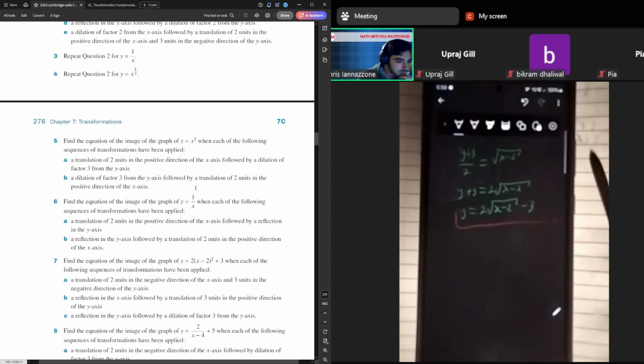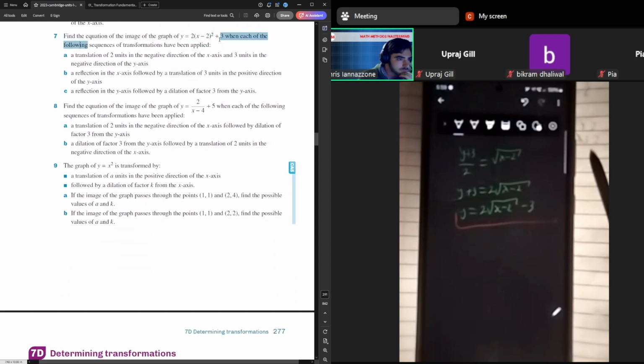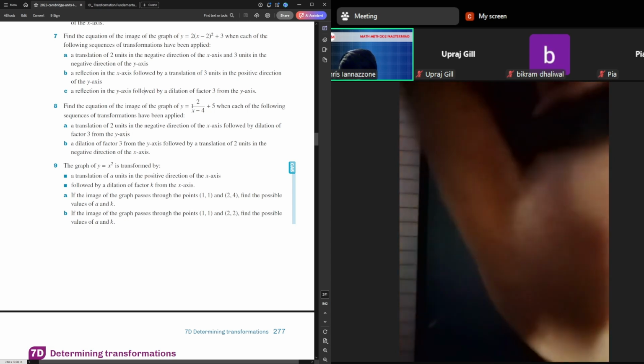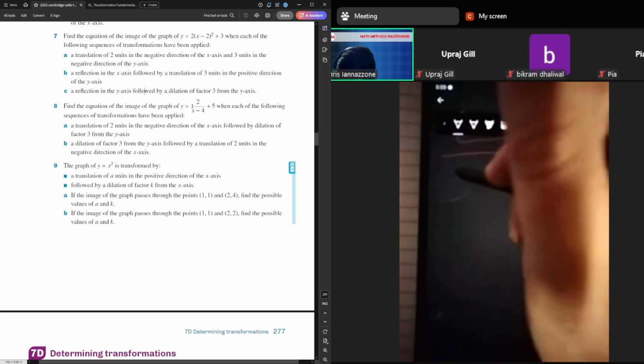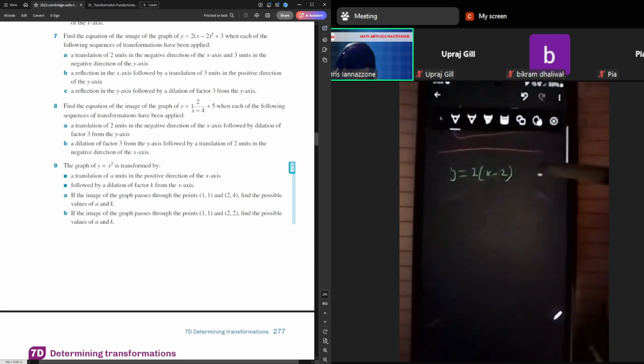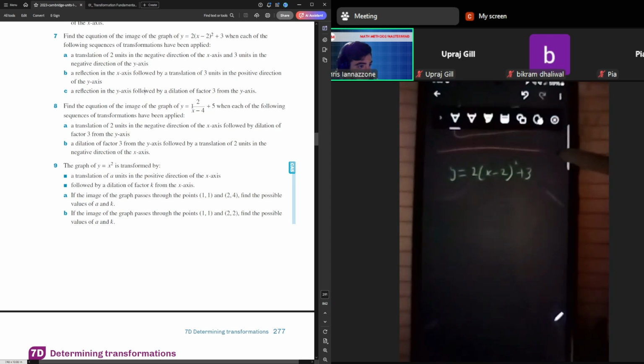Otherwise, we'll move on to another one, which to me would be part 7. Now you've got an already transformed function, and you want to see what happens when we apply further transformations to it. Y equals 2 bracket x minus 2 all squared plus 3. And our transformation list is shifting 2 in the negative x, 3 in the negative y.